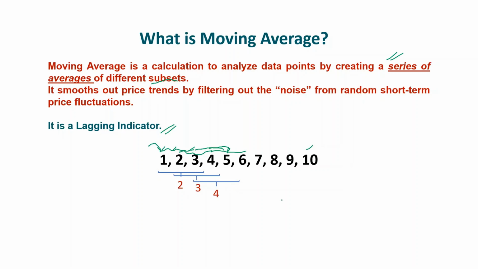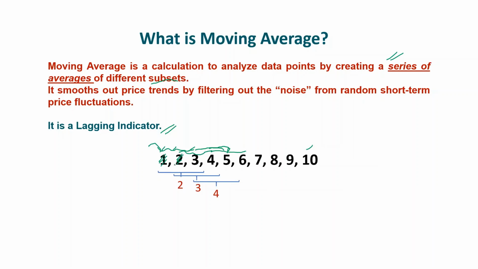Now these are the averages which I got for each subset, right? So basically what I am doing is, I am excluding these digits as I am moving further forward, and the same way it works in the stock market also.